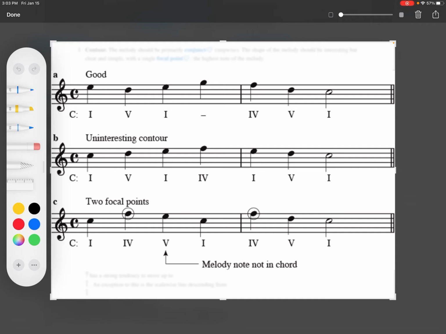So this is a good example of a harmony, right? We're mostly stepwise in our motion. We have one focal point, the highest note, and the contour is rather interesting, going down and then back up and then down, a little step, a skip there and there. So we have a nice little curve to this. Okay, so let's look at the next one now.